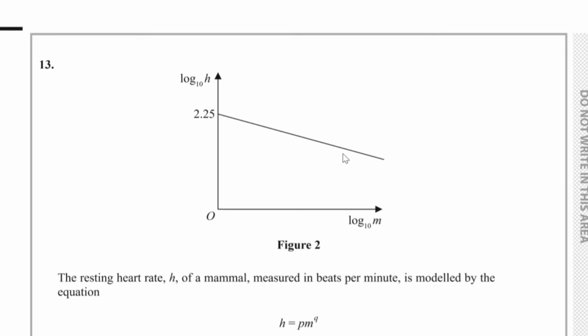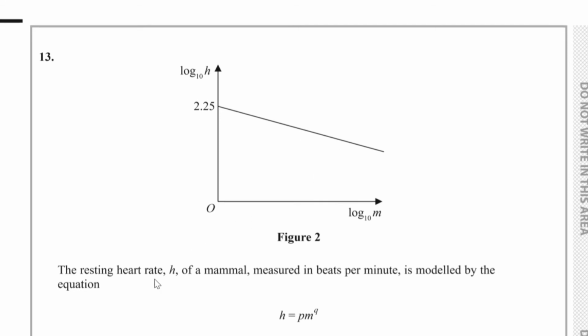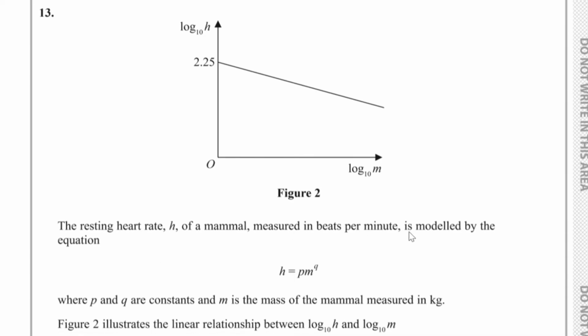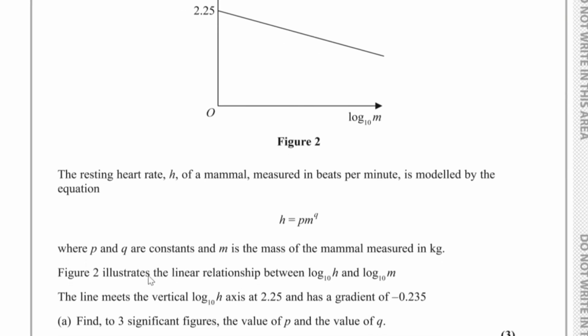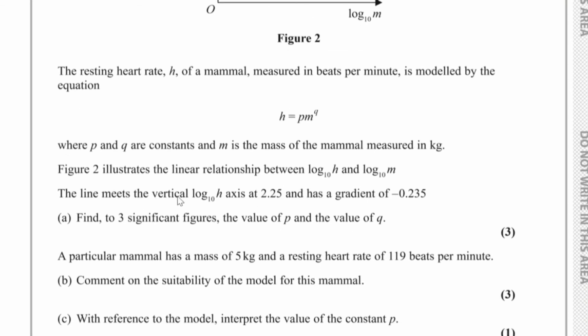Question number 13. The resting heart rate h of a mammal measured in beats per minute is modelled by the equation h equals pm to the power of q, where p and q are constants and m is the mass of the mammal measured in kilograms. Figure 2, which is what we see here, illustrates the linear relationship between log base 10 of h and log base 10 of m. The line meets the vertical log base 10 of h axis at 2.25 and it's got a gradient of minus 0.235. For part A, we have to find to three significant figures the values of p and q.